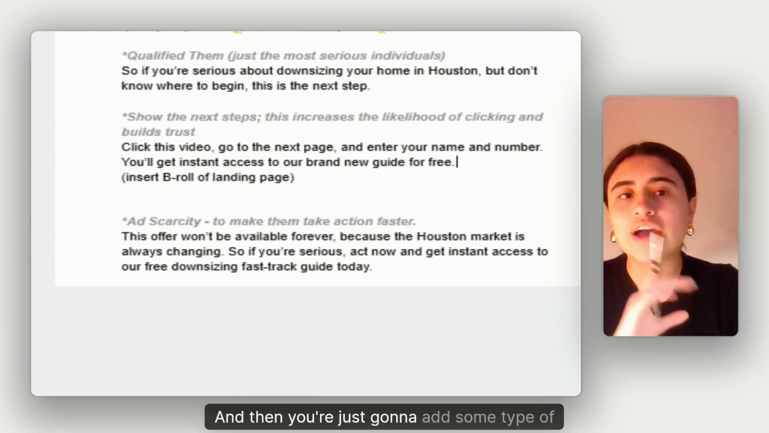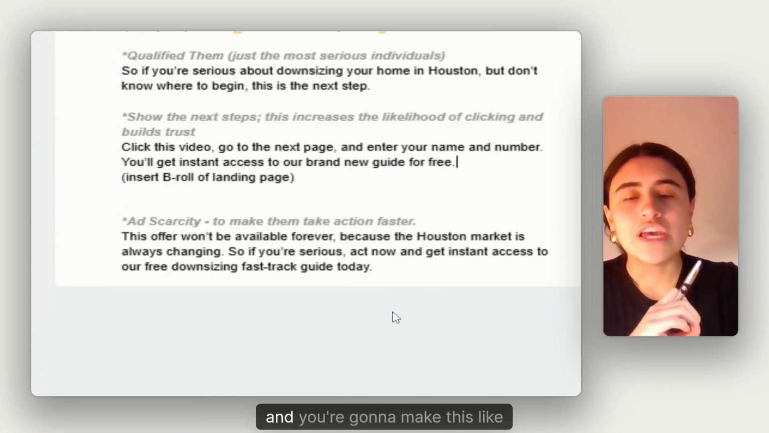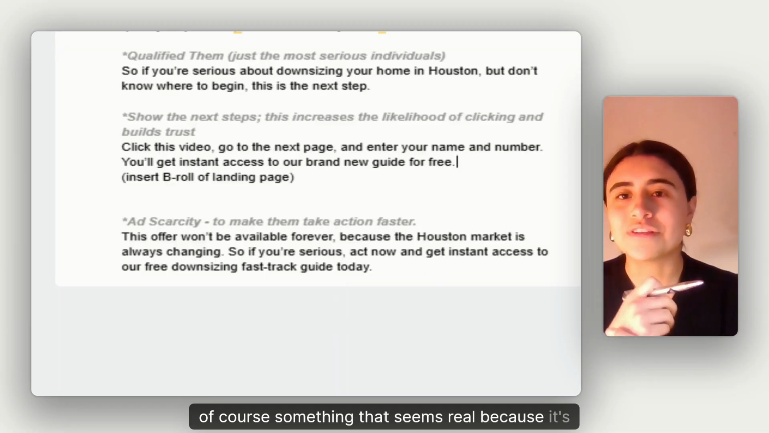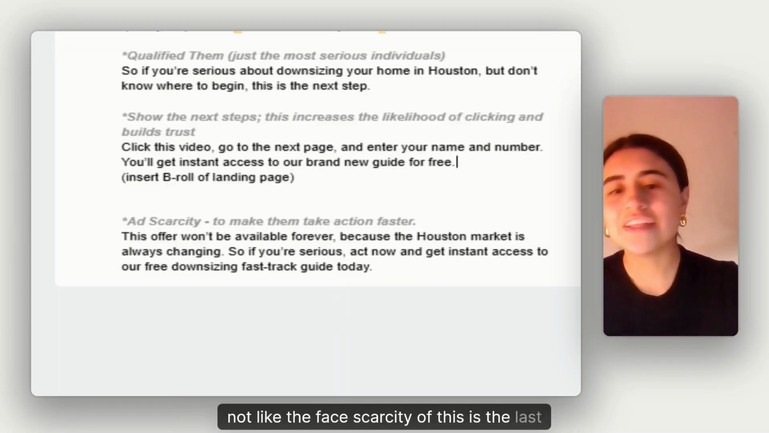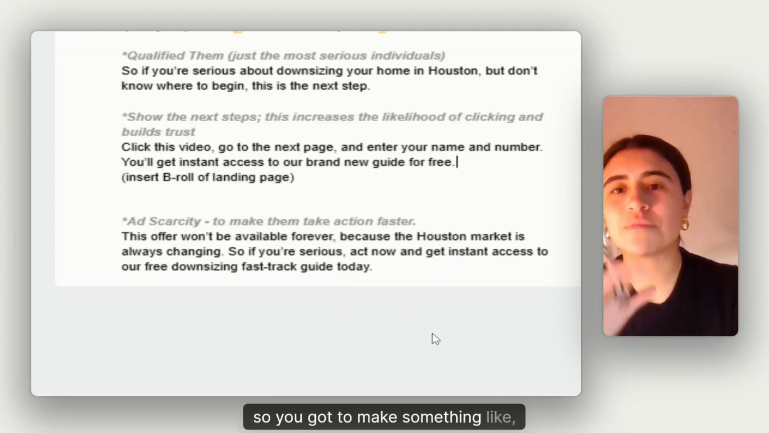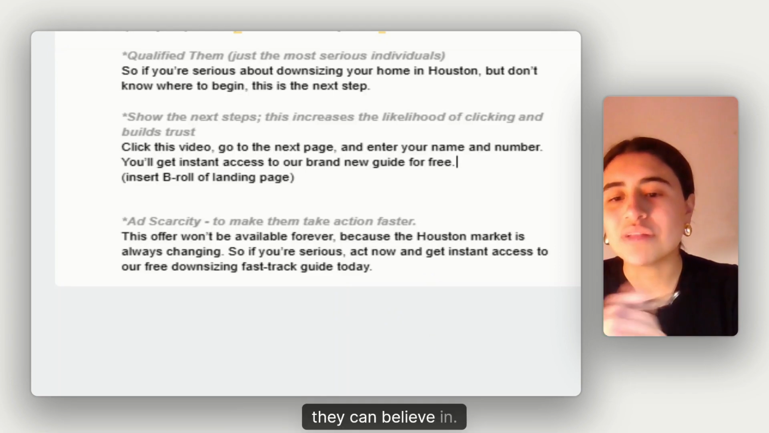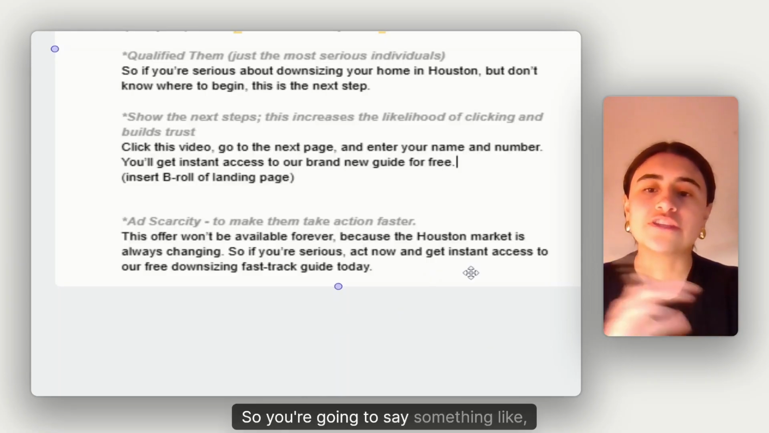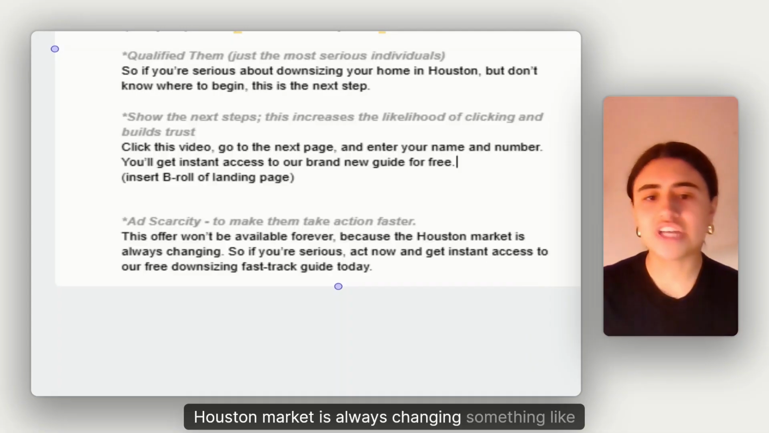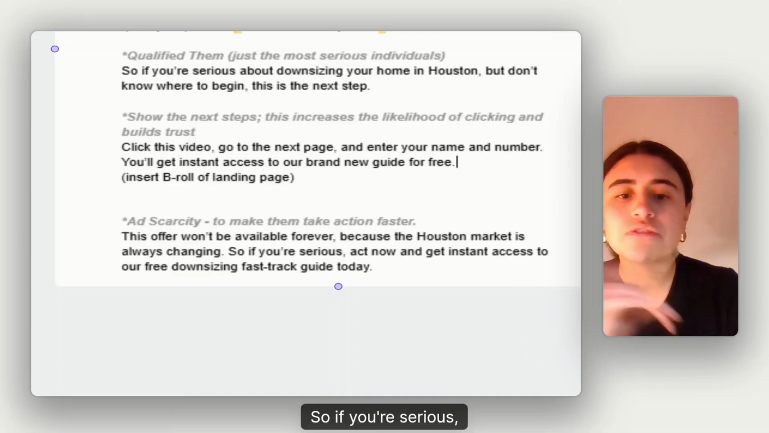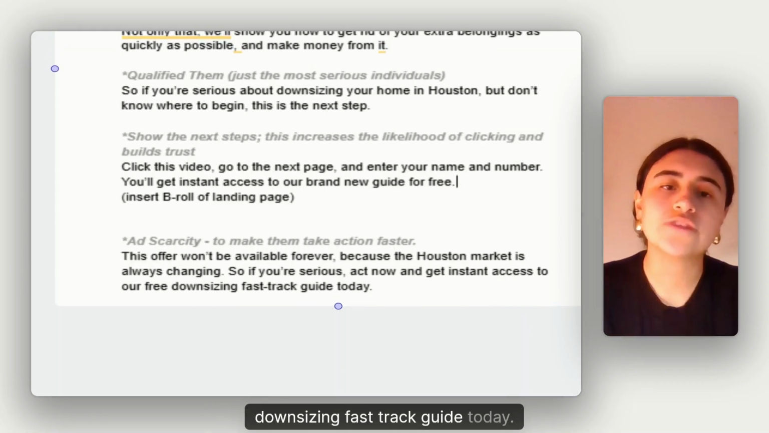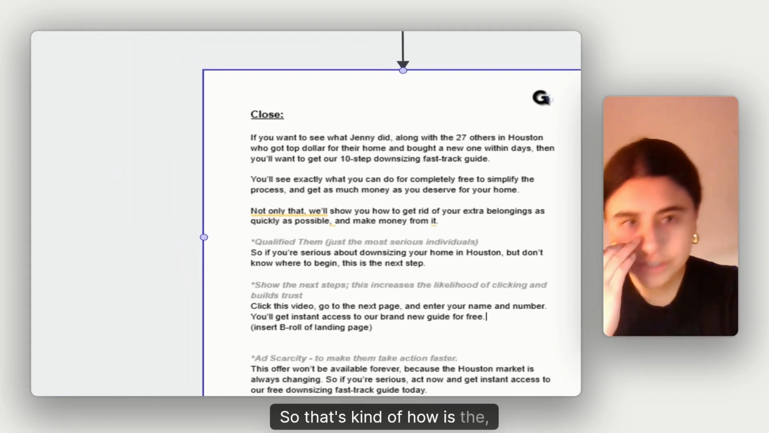And then you're going to add some type of scarcity, and you're going to make this, of course, something that seems real, because it's not like the fake scarcity of, this is the last chance you will have this, and then you just see the ad again. So you're going to make something they can believe in. You're going to say something like, this offer won't be available forever because the Houston market is always changing. So if you're serious, act now and get instant access to our free downsizing fast track guide today. So that's kind of how the script is.